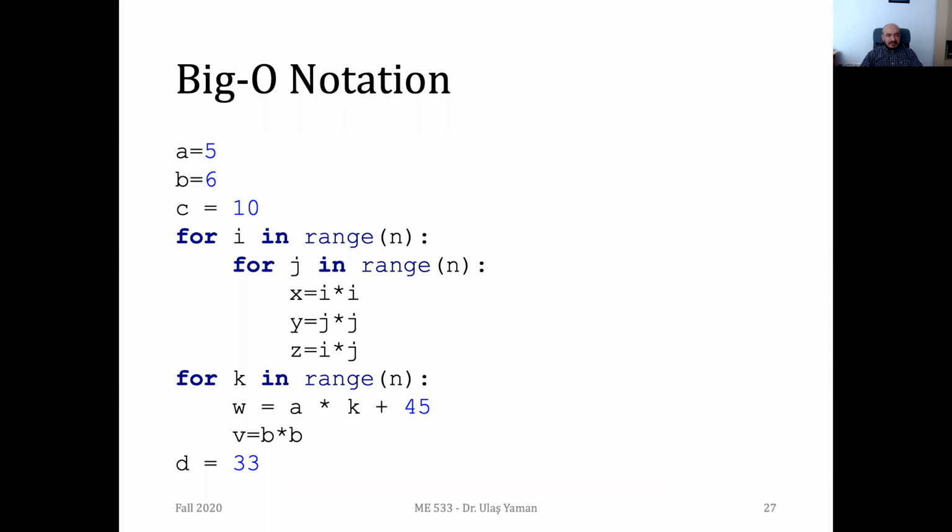So let's have such an example. We have some assignments here, A, B, C, and then we do some operations, another operation. So what is T of n? Can anyone tell me the T of n of this implementation? I'm asking T of n, not O of n. We should first find T of n and then find O of n.